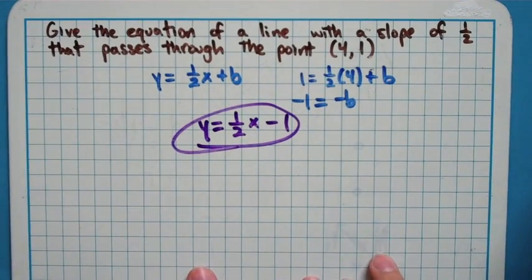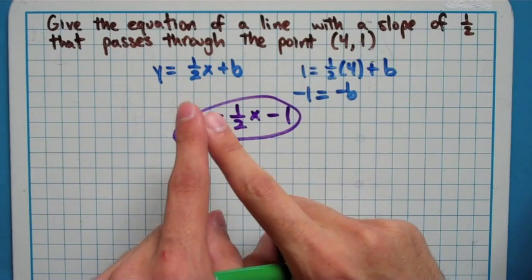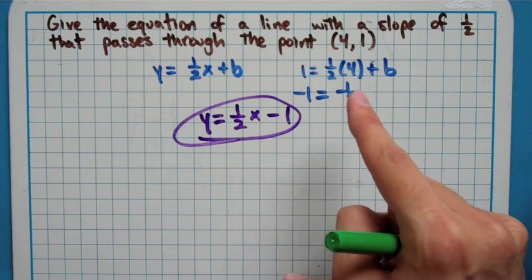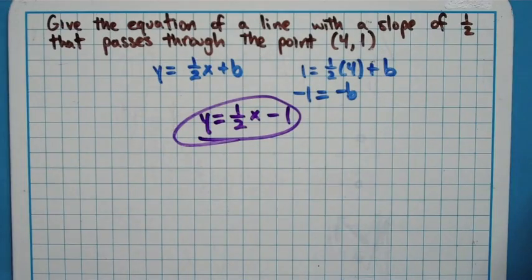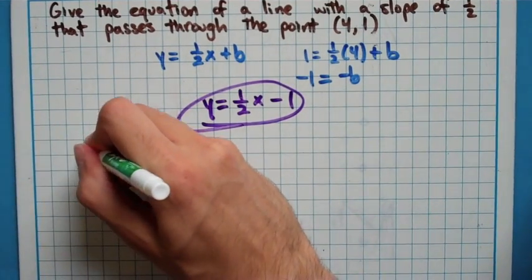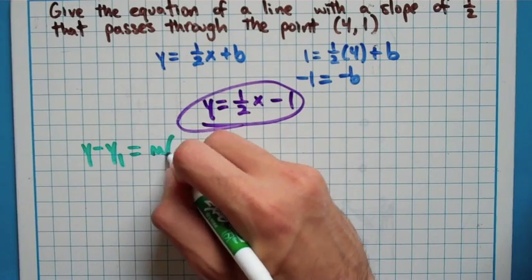So we did this problem already. They gave us a slope, they gave us points. And what we did before is we wrote our slope in there, then we solved for b by plugging in our point, solved for b, and wrote our equation. If we wanted to, method 2 we could use is our point-slope form.